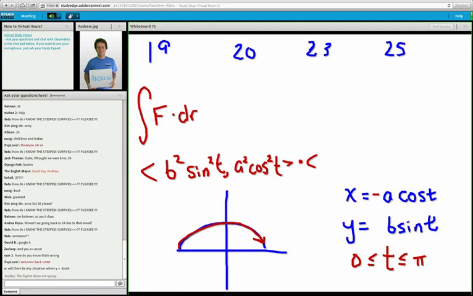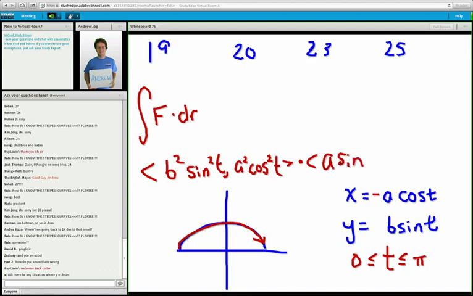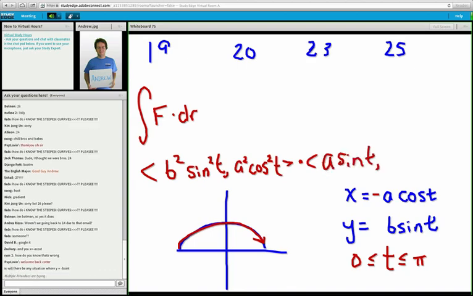Dotted with dr. The derivative of my parameterization of x is a sine t. The derivative with respect to t of y is b cosine t. Will there ever be any situation where y equals negative b sine t? Have a guess as to how that happens: it changes my curve. It's just going to make it upside down, all right?